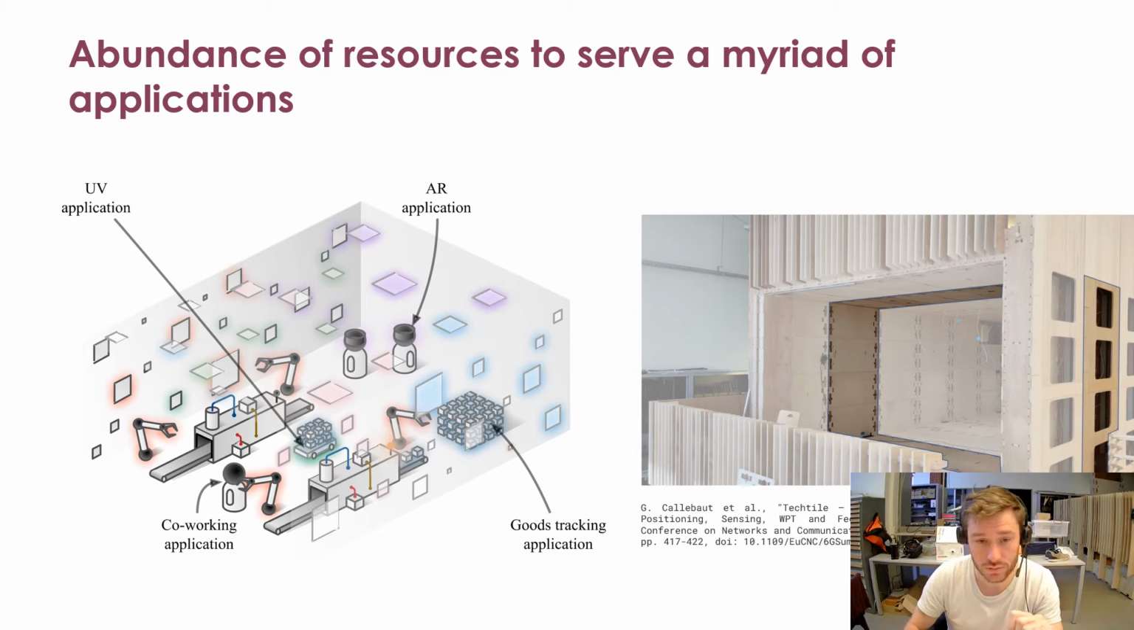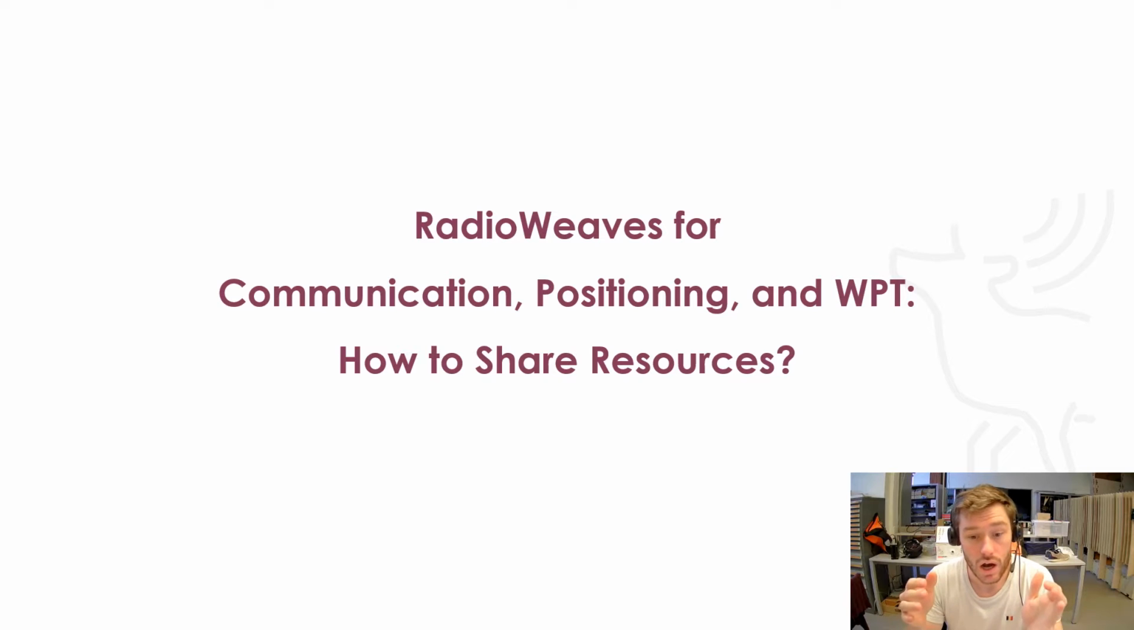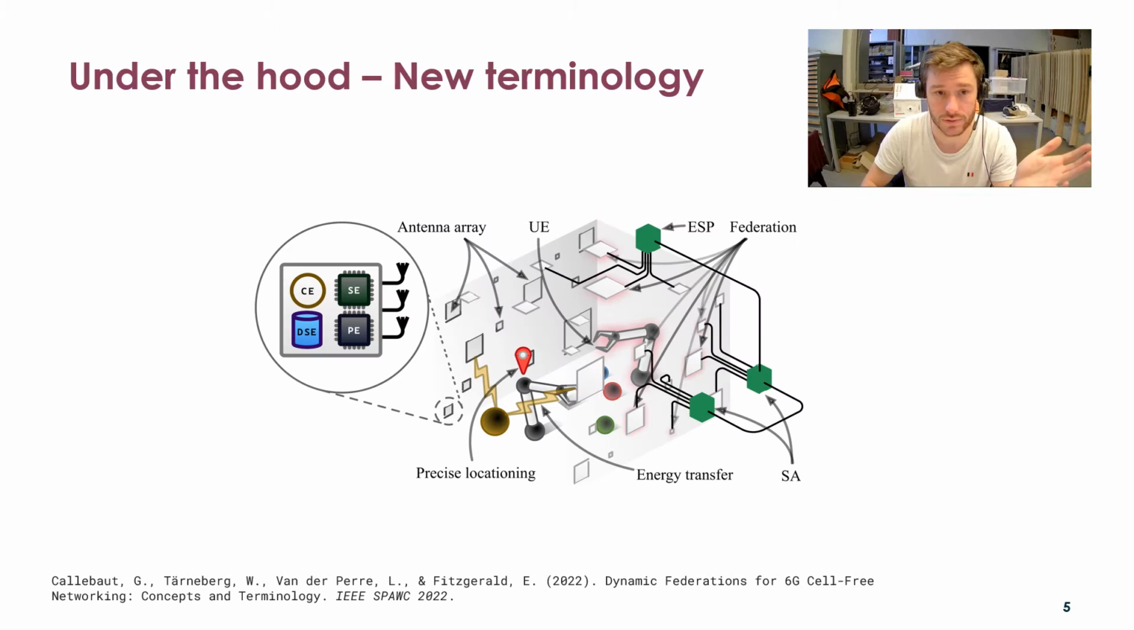So we come back to the main question of this work, which is how do we share these resources in RadioWeave for these different application requirements. Furthermore, as we foresee in RadioWeaves, these networks will not only provide communication, but also sensing, positioning, and wireless power transfer. So consequently, some new terminology is in order.